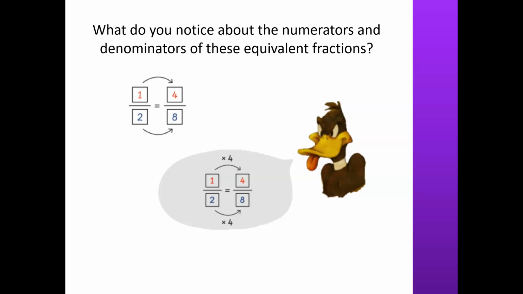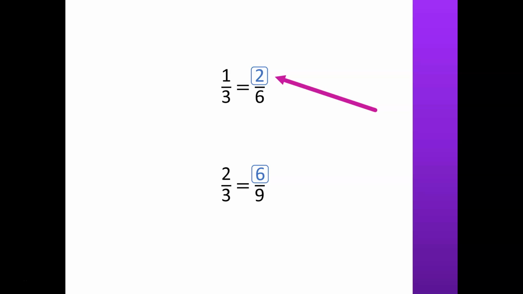To calculate an equivalent fraction, simply multiply the numerator and the denominator by the same number. To find this equivalent fraction to 1/3, we can multiply the numerator by 2, because we notice the denominator has been multiplied by 2. 3 times 2 is equal to 6. So 1 times 2 is equal to 2. This gives us the equivalent fraction being 2/6.